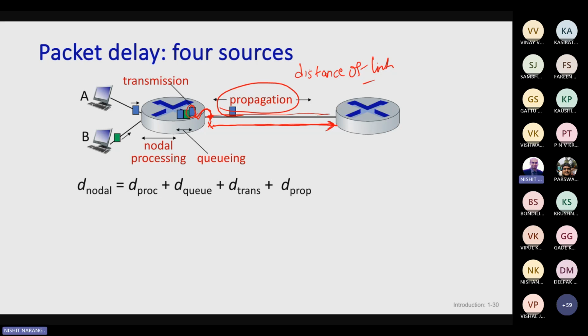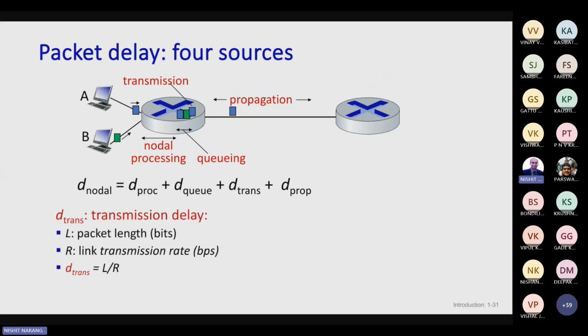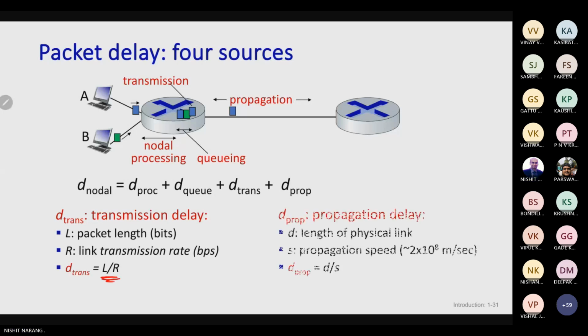Let me first talk about the propagation delay. While the transmission delay is dependent upon the transmission rate, as we've already said, it's L by R, the propagation delay depends upon the length of the physical link and the type of communication link. The type of communication link will define the speed of propagation, the propagation speed. Let's say if it's an optical cable, then the speed of propagation will be the speed of light.